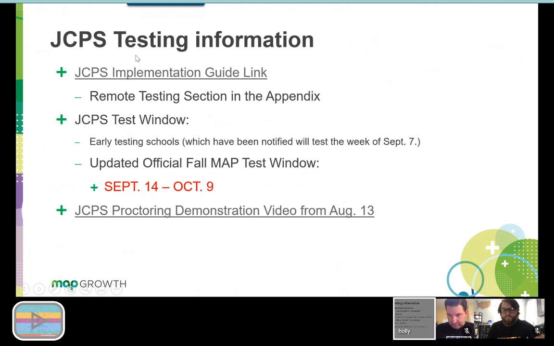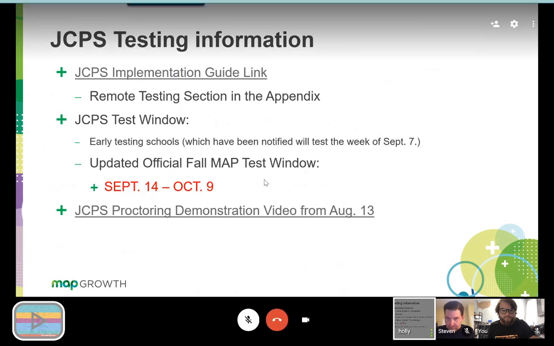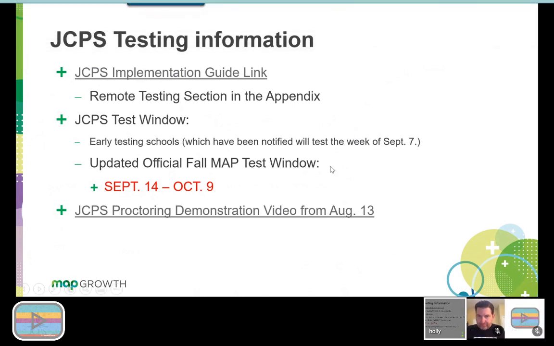So first of all, a couple of updates have been made. Most importantly, probably everybody's eye goes to the bright red, which is the official fall MAP testing window. Part of this is to just give teachers and proctors a little bit more space and grace in prepping themselves and getting used to Microsoft Teams as the communication platform to be used during remote testing, as well as set their schedules and get into a cadence with students. That way we can have the most successful situation possible.